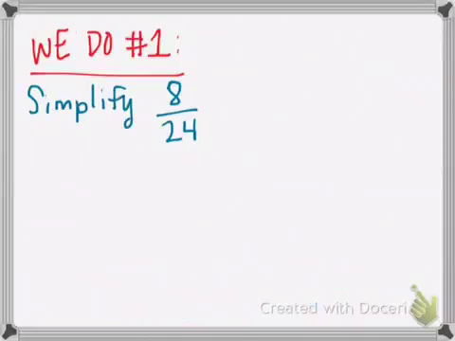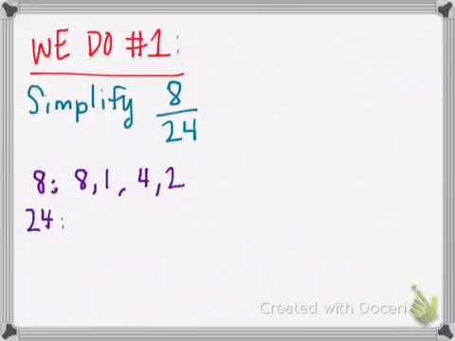So this is number 1, so we'll simplify this fraction together. Remember, step 1 is to list the factors of the numerator and denominator. So I'll do that down at the bottom. The numerator is 8, the denominator is 24. Let's start with 8. Let's list the factors of 8. What numbers can I multiply together to get that product of 8? The first one I know is 8 and 1 because 8 times 1 is 8. Another one I know is 4 and 2 because 4 times 2 is 8. So there are no other factors of 8, so let's move to factors of 24.